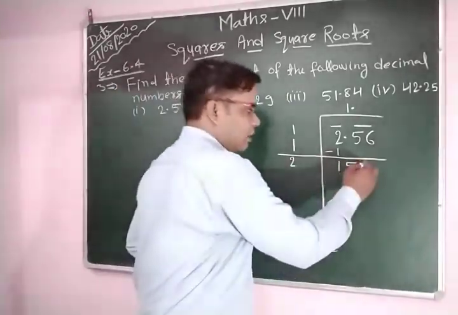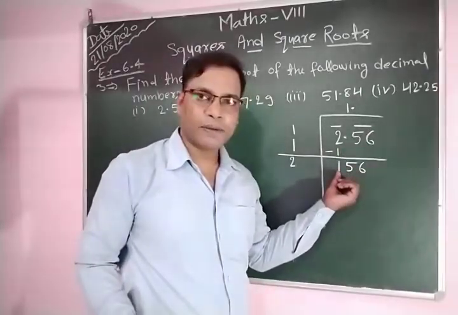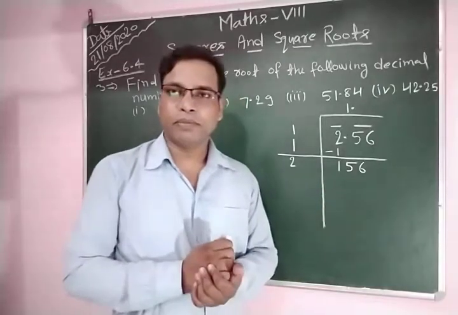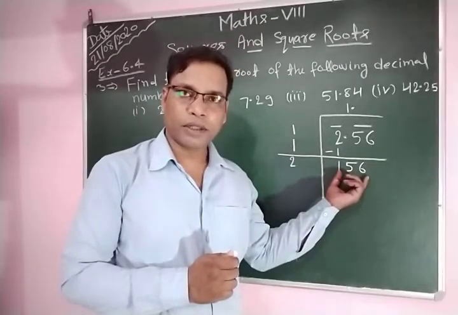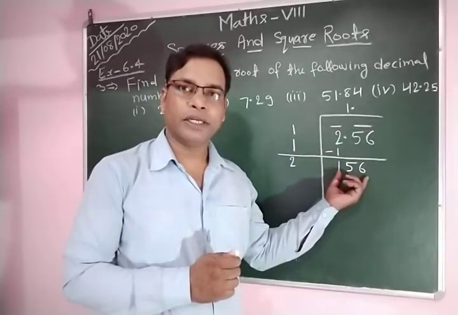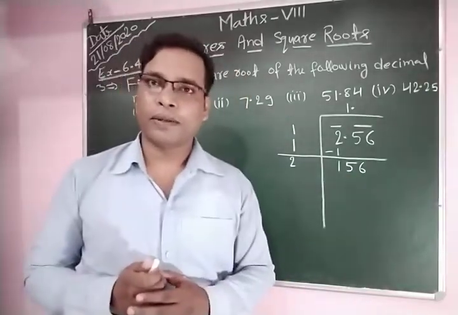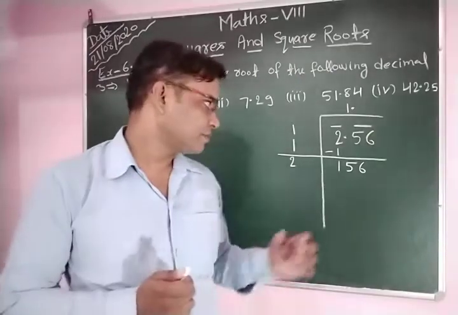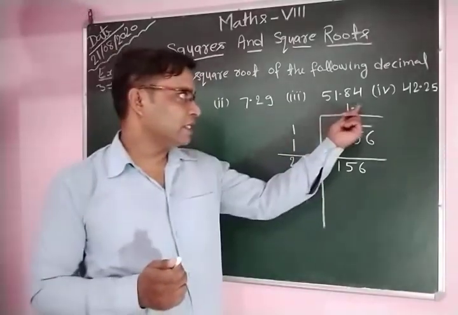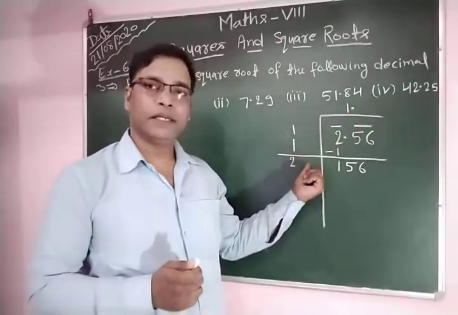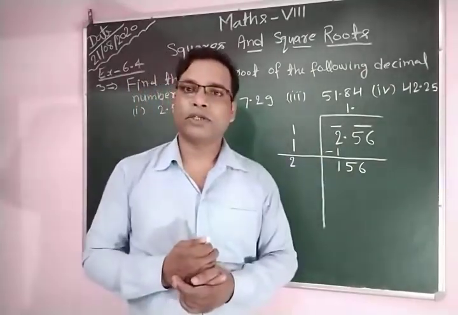This is our new 56. Bring down 56, and 1 is our remainder. After this we bring down 56 and write it next to the 1, and this is our new dividend. Now we need to select one digit to write in the quotient and the divisor, such that multiplying it by the divisor gives a number less than or equal to 156.